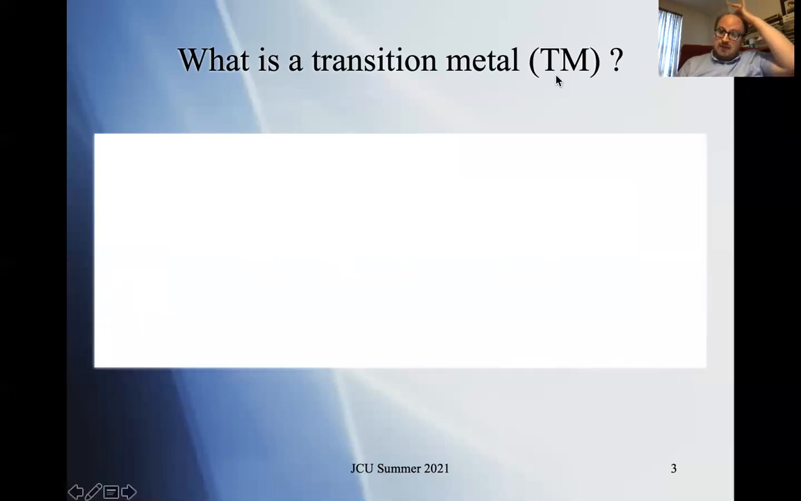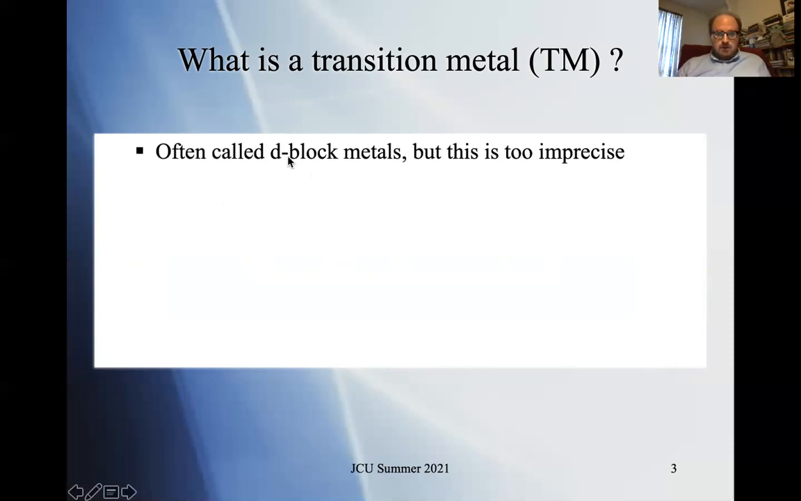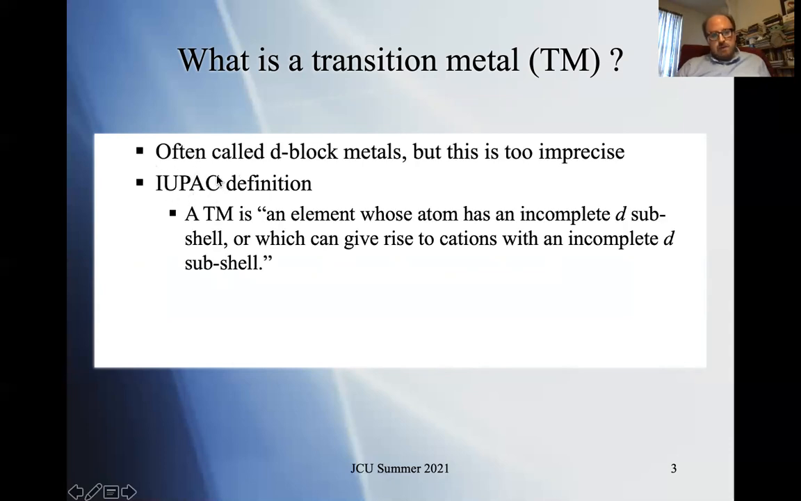I abbreviated that as capital T, capital N, for the sake of efficiency as we go through the next couple of slides. In many cases, transition metals are called D-block metals or D-block elements, but this is not very precise. There is something called IUPAC, the International Union of Pure and Applied Chemistry. It's something you may have heard of when you learned about chemical nomenclature. We now use the IUPAC system for consistency across chemistry.